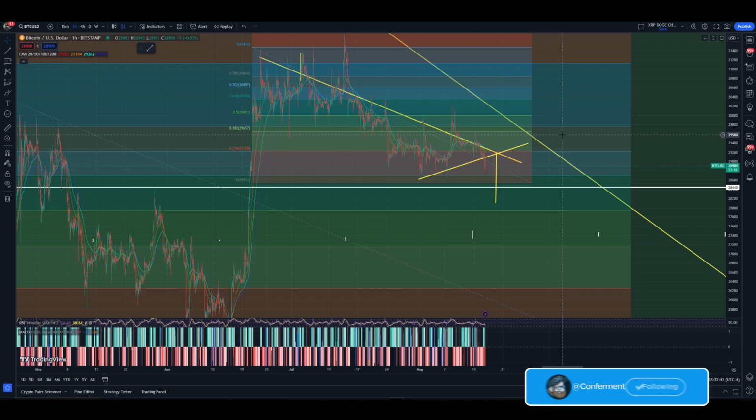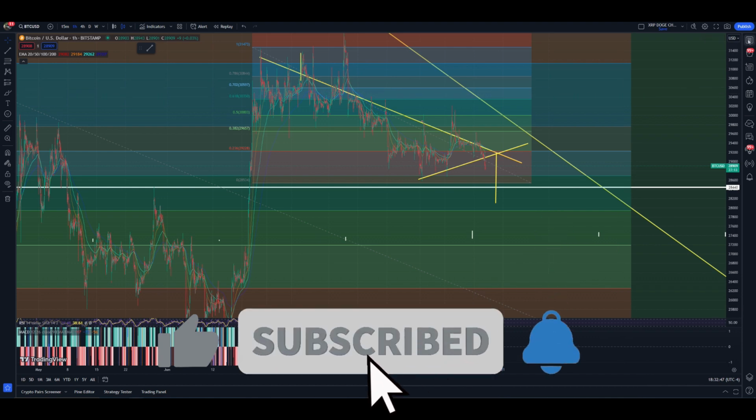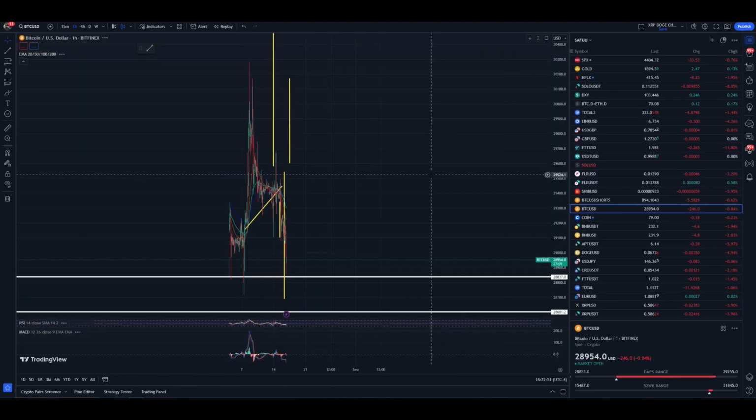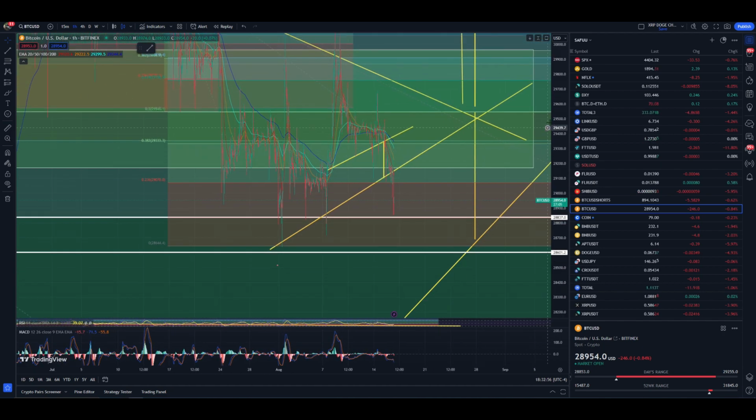So you just sold your whole bag because, you know, we got a retracement. Well, guess what? Things be how they be, and resistances get met and broken. So let's go into our chart and see exactly what ConfermentRM has been saying.